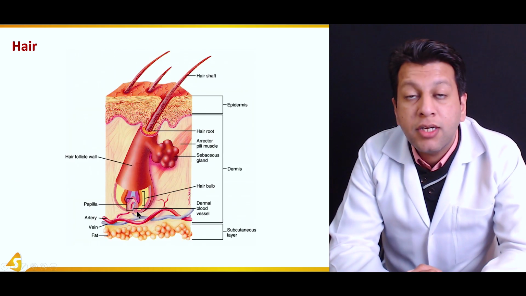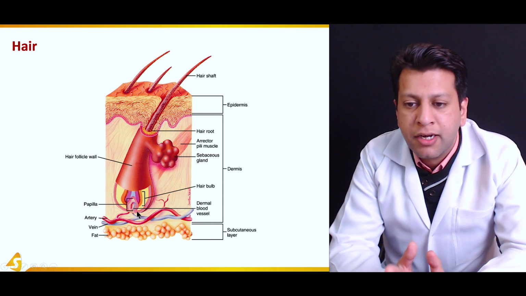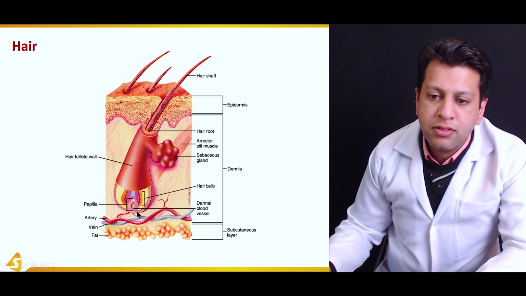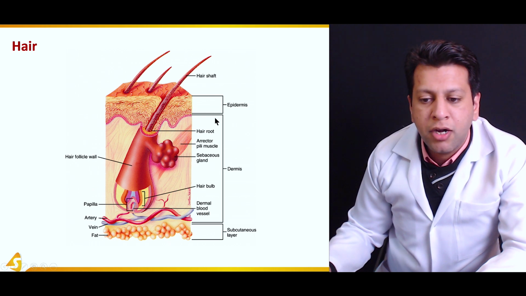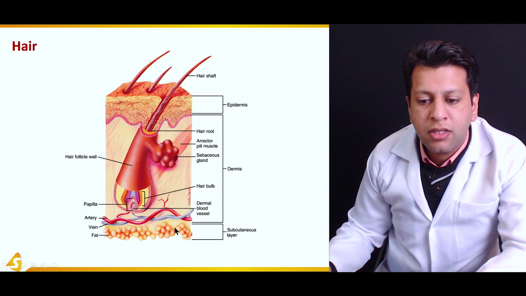Now this diagram shows the normal anatomy of a hair in adult skin. Coming again to the anatomy, the outermost layer is called the epidermis. Then there is the middle layer, called the dermis, and the lowermost layer of subcutaneous tissue, called the hypodermis layer.